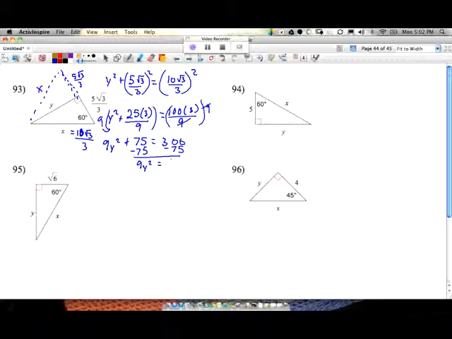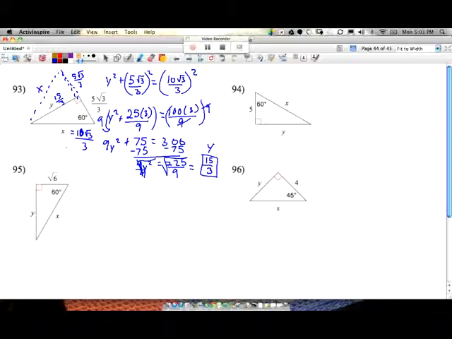I'll have 9y squared equals 225. And if I divide by 9, I get y squared equals 225 over 9. Now I'm going to square root those things. Square root of 225 is 15. Square root of 9 is 3. So there's my y value, 15 over 3.